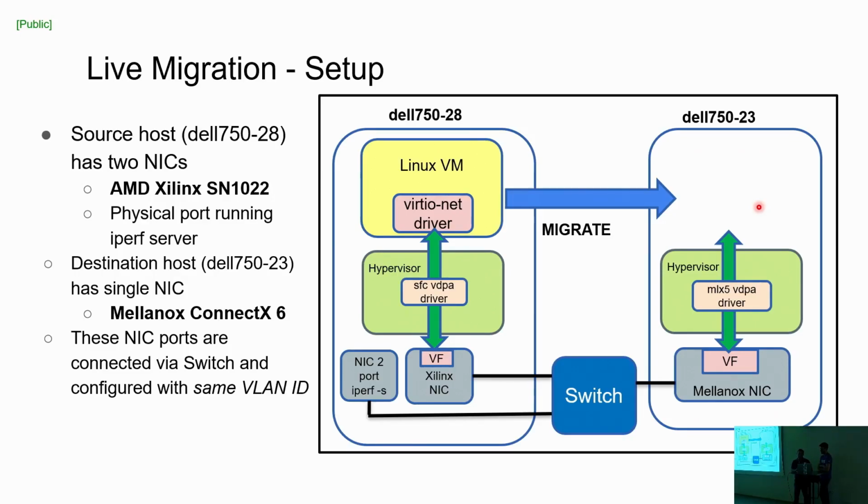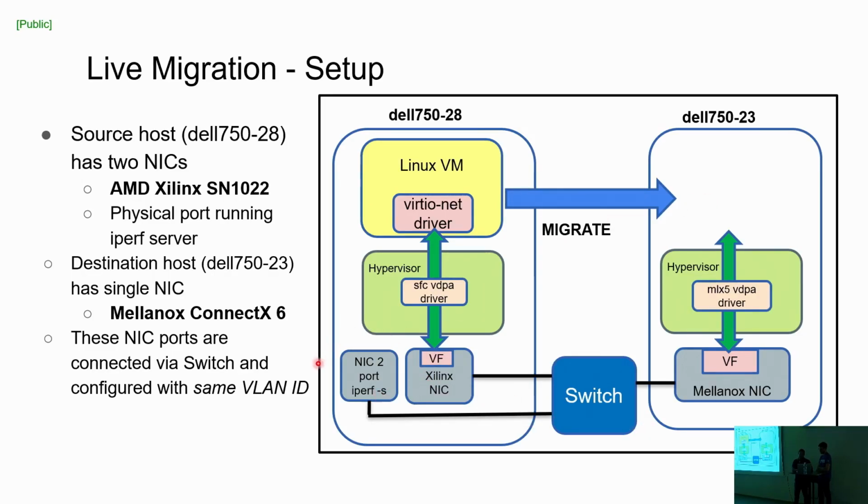So we will demonstrate this cross-vendor live migration. This is the setup that we want to talk about a bit. We have 2 physical NICs on the source host. Both machines are the same Dell 750 machines. The source is labeled as 28, the destination is labeled as 23. We have the Xilinx NIC on the source host, so we produce a vDPA device out of it, the VF, and the SFC vDPA driver allows communication with the virtio-net driver. Next, on the destination, we have a Mellanox NIC, so we transfer the VM and see that it will maintain data path connection during and after migration.